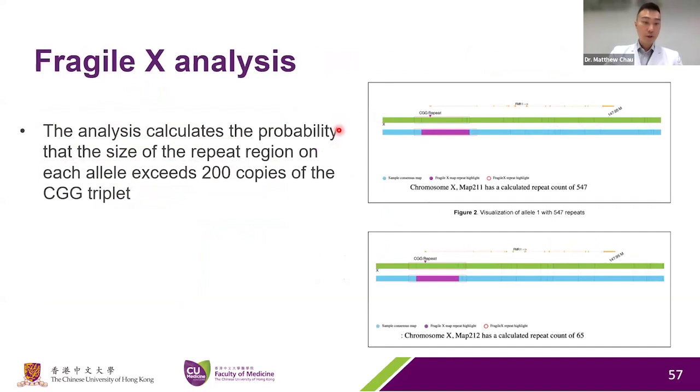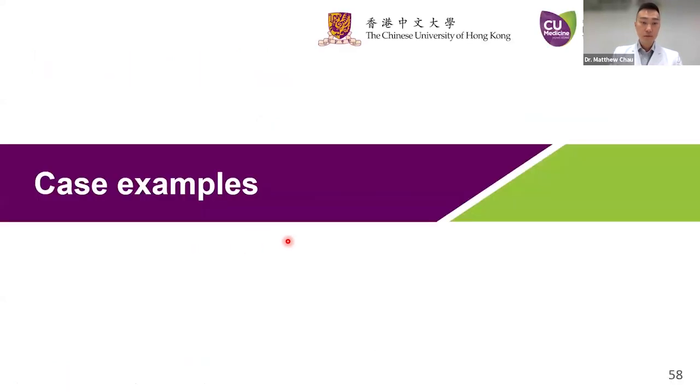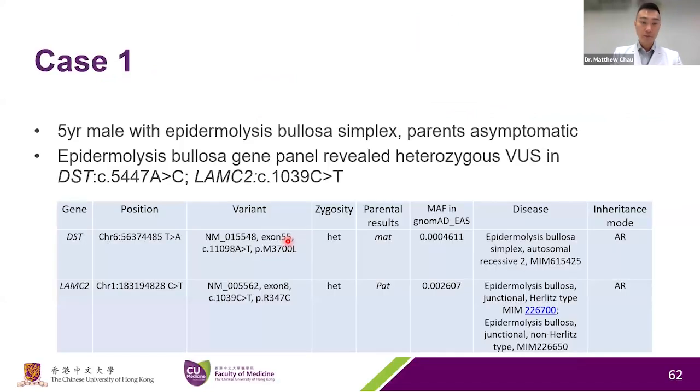It can also be used for Fragile X syndrome analysis. So there is a dedicated pipeline that looks at the FMR1 5' UTR to identify the CGG repeat size. And basically, the software will calculate a probability that the expanded allele is exceeding 200 or not. So next, I'll talk about a case example and several studies.